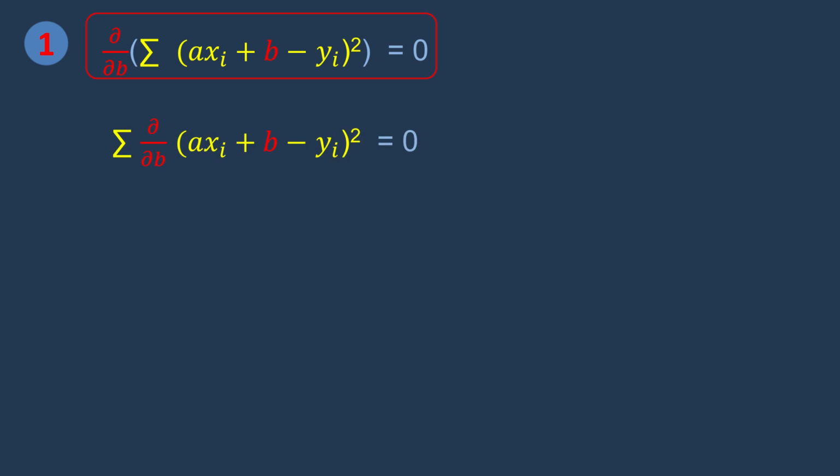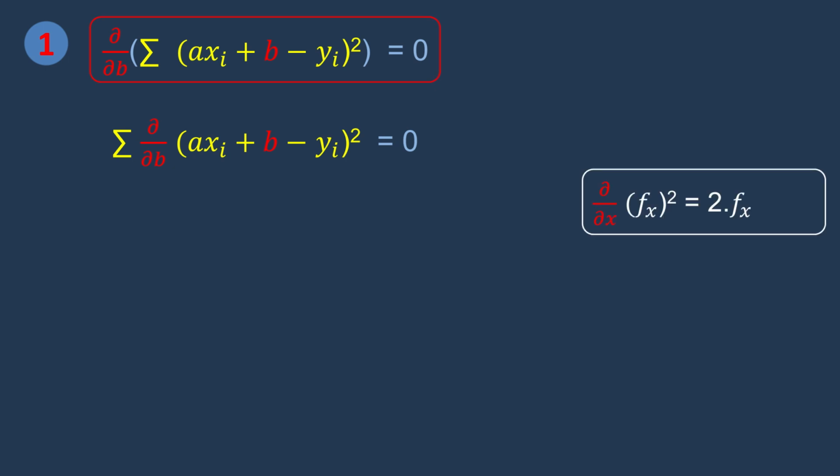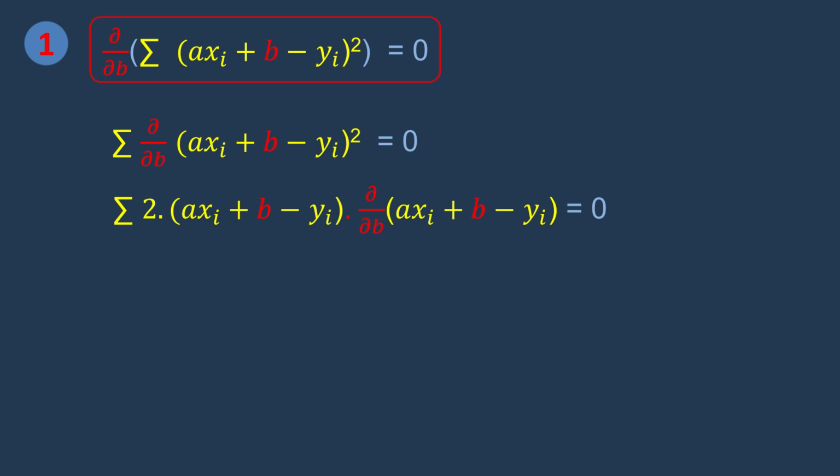I can take the derivative inside the summation. That will make summation of dou over dou b of this function squared. We know the derivative of function squared will be 2 into that function, and do not forget the chain rule, we have to differentiate that function again. So summation of 2 into that function into dou over dou b of that function. This whole thing will be equal to 1 because remember we are only differentiating with respect to b. That will give us 2 multiplied by the summation of axi plus b minus yi equals 0.